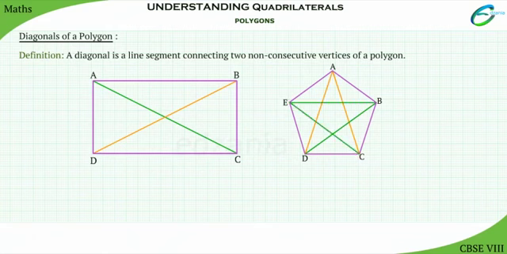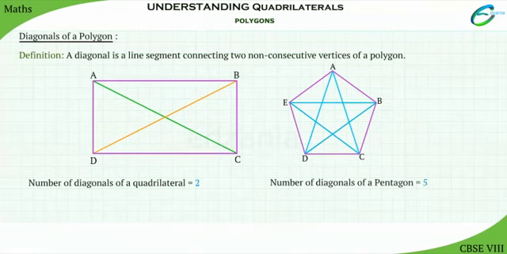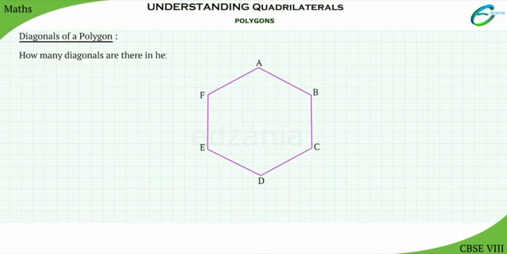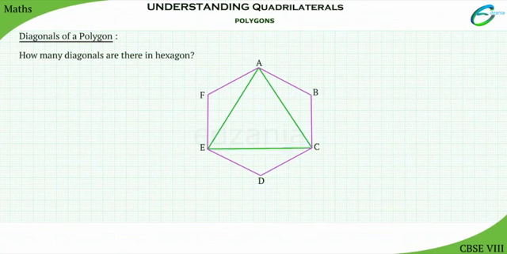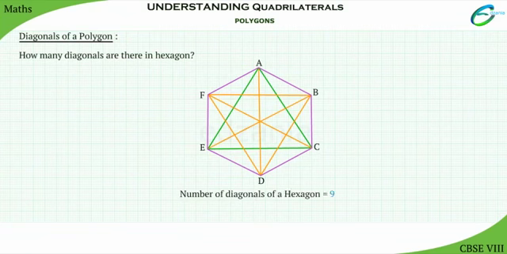How many diagonals are there in a quadrilateral? Yes, the number of diagonals of a quadrilateral is 2. How many diagonals in a pentagon? Yes, the number of diagonals of a pentagon is 5. How many diagonals are there in a hexagon? Let us count. 1, 2, 3, 4, 5, 6, 7, 8, 9. The number of diagonals of a hexagon is equal to 9.